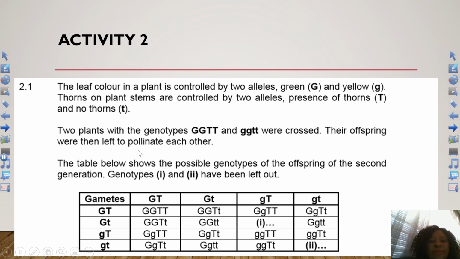Now it says the table below shows the possible genotypes of the offspring of the second generation. Genotypes I, or number 1, and number 2 have been left out. So there is number 1, which doesn't have a genotype there, and there is number 2, which also doesn't have a genotype. Now let us look at the questions.